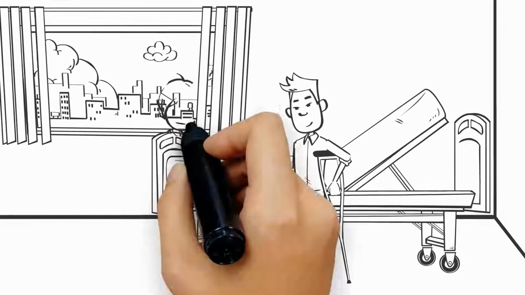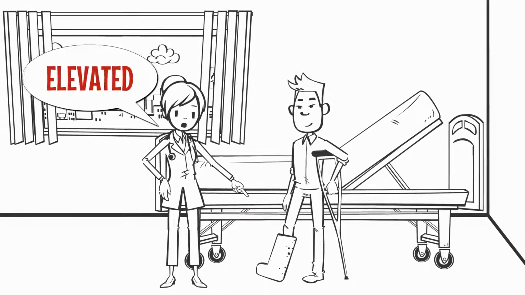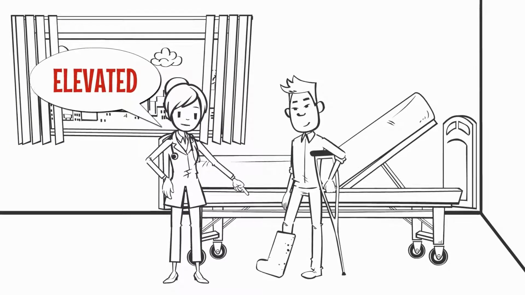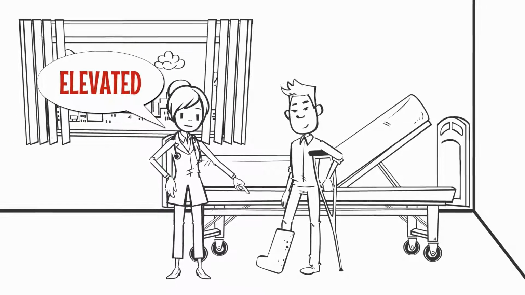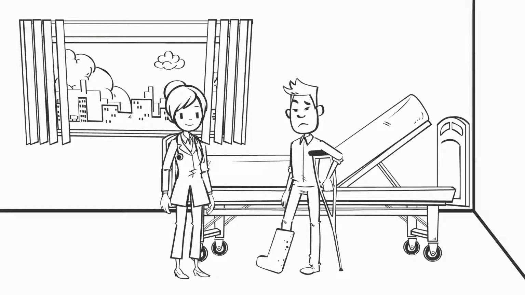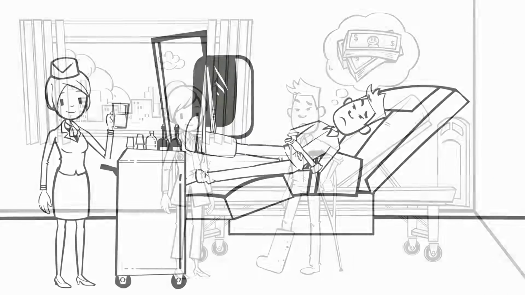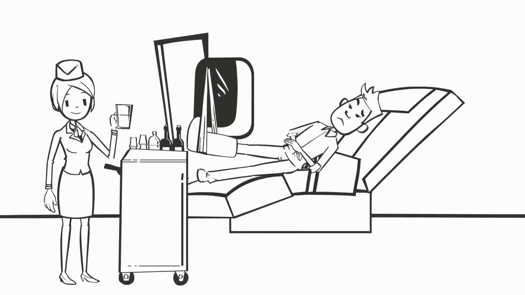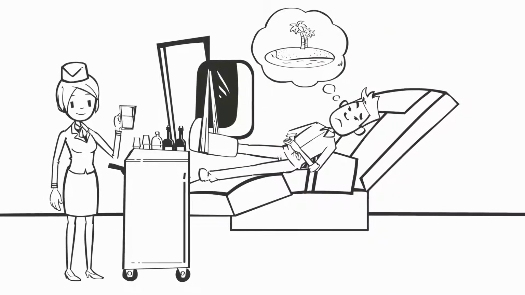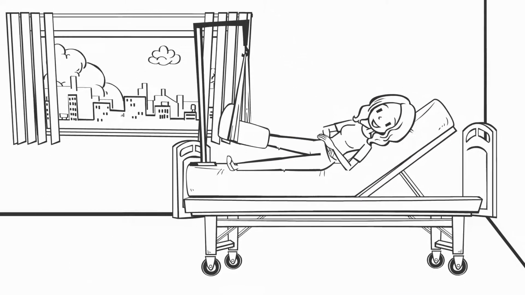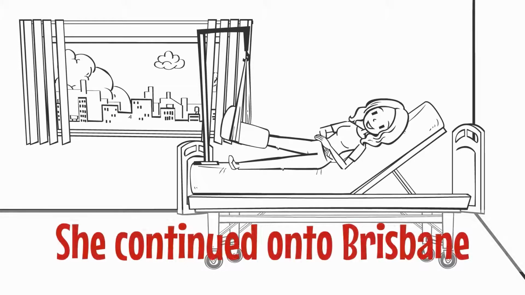Several days later, Joe is ready to leave the hospital. The doctor says his leg needs to be elevated during the flight home, which means Joe needs to upgrade to a business seat. He maxed out his credit card to pay for the evacuation and now has to contact his parents for more money. Emotionally drained, Joe returns home, while his friends continued on to Brisbane. Jane had to take it easy and curtail some activities, but she continued on to Brisbane.